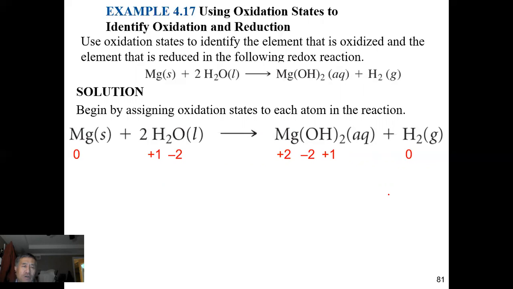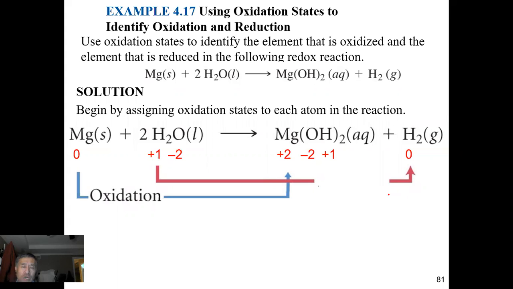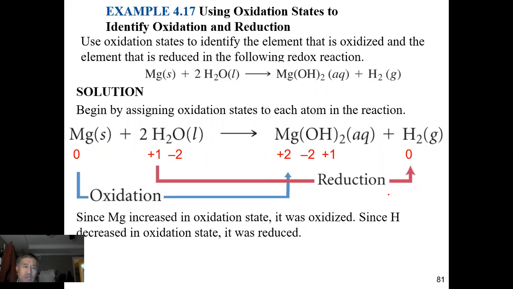So from these assigned oxidation numbers, we can see the oxidation numbers change. For magnesium, it changed from 0 to plus 2. So the number increases, so magnesium has been oxidized. The number for oxygen does not change, but for hydrogen, it changed from plus 1 to 0, so the number decreases. Therefore, hydrogen has been reduced. Okay, so that's how we identify what atom has been oxidized and what atom has been reduced by using the oxidation numbers.